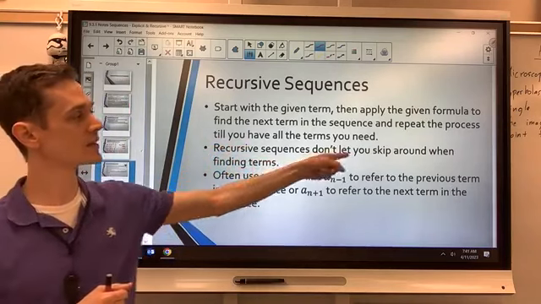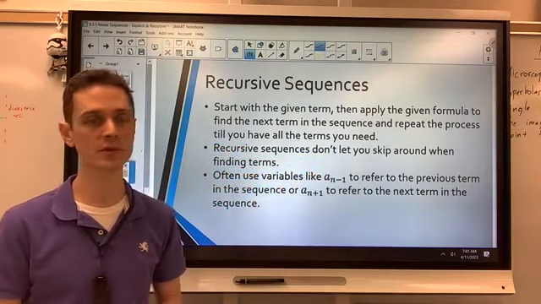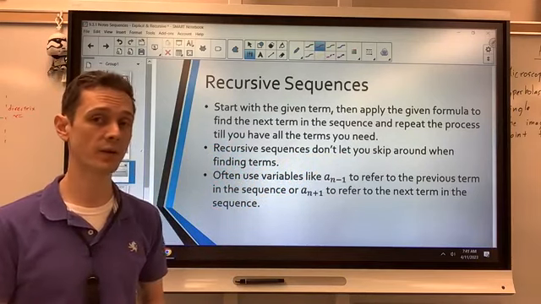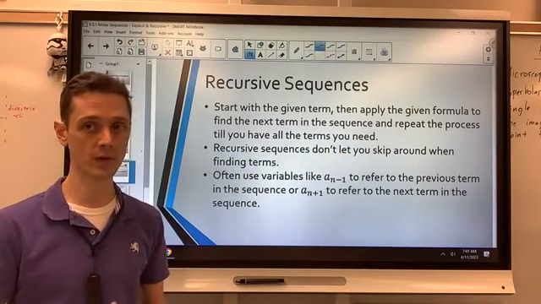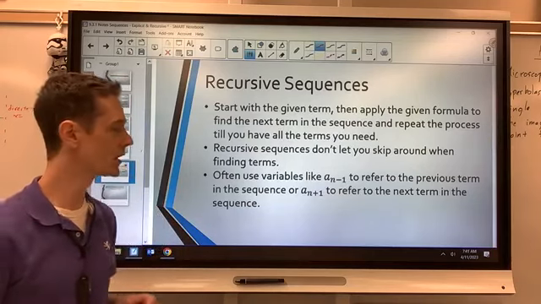The downside to these is they don't let you skip around, so it's a safe bet that usually when you're dealing with a recursive sequence, they're not going to do something like the last example where they ask you to jump ahead a whole bunch and find the 100th term. They might have you jump ahead a little bit, but usually not as many as like 50 or 100 terms.